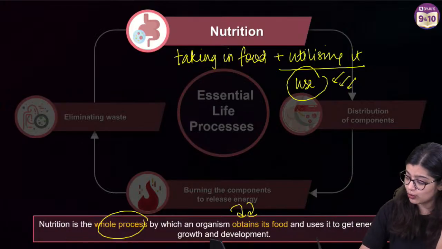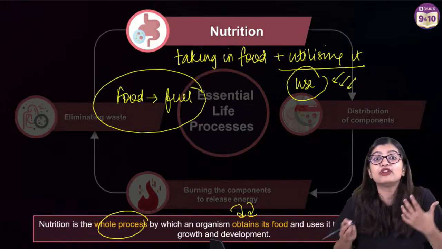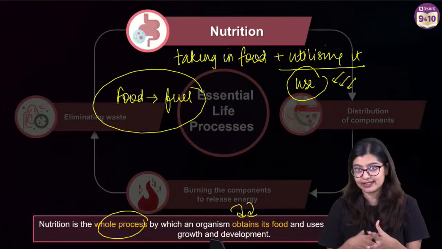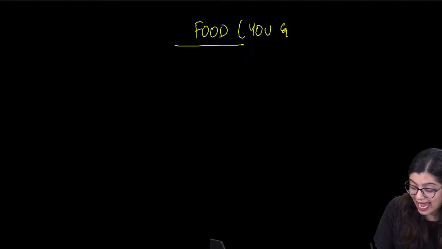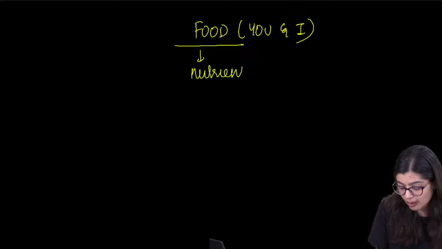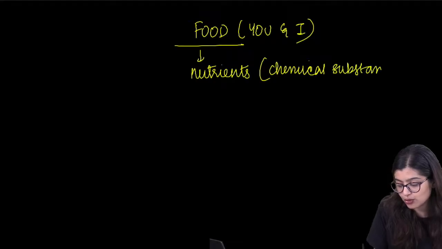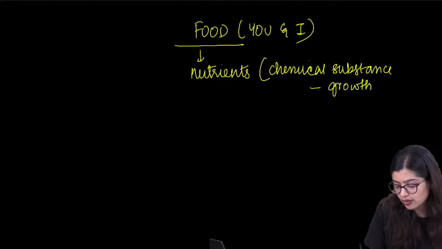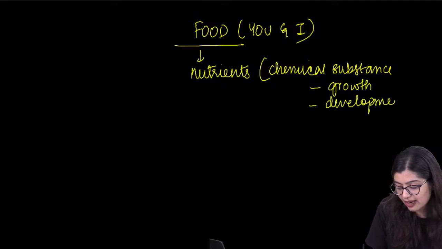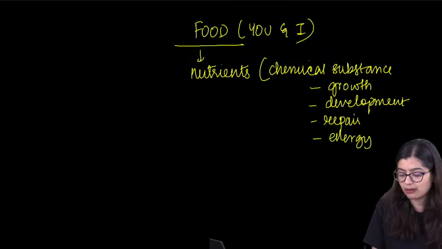Now at the end of it, we know that food is the fuel that drives our body, because we need it for various reactions. Now let's look at the food that you and I eat. We know that food has a lot of nutrients, right? So nutrients are chemical substances that we use so that we can grow, so that we can develop, so that we can repair any damage, and of course to produce energy. So that is what we mean by nutrients.